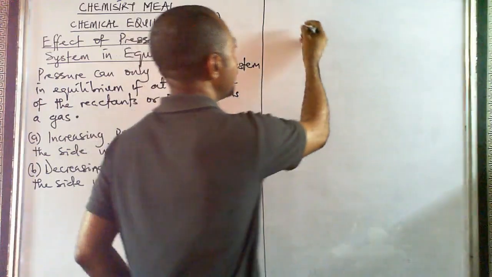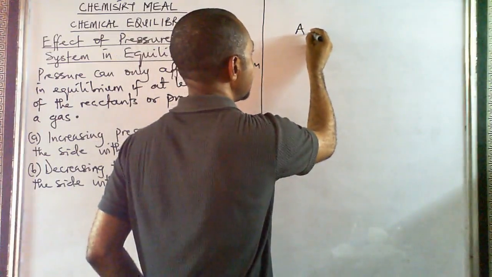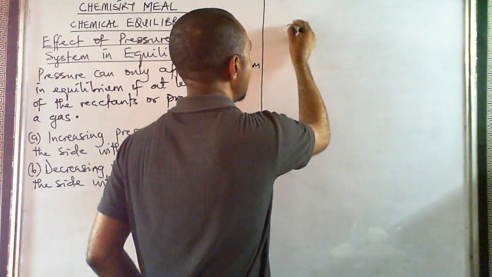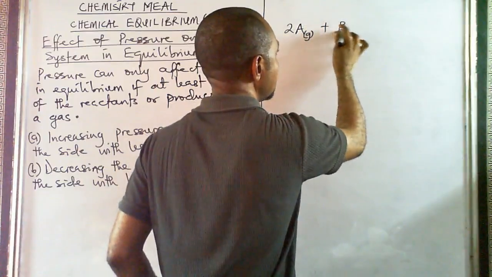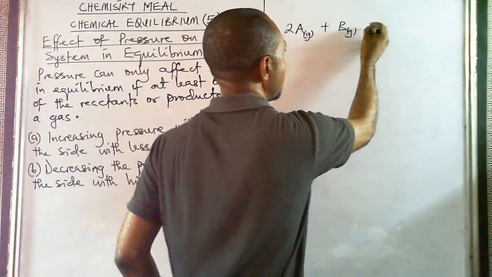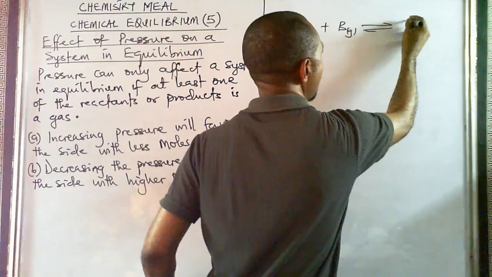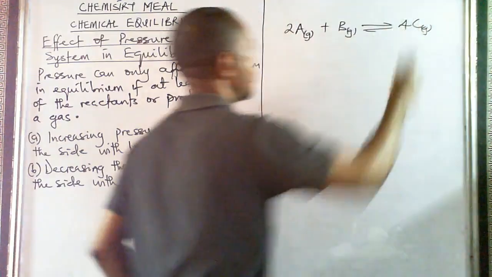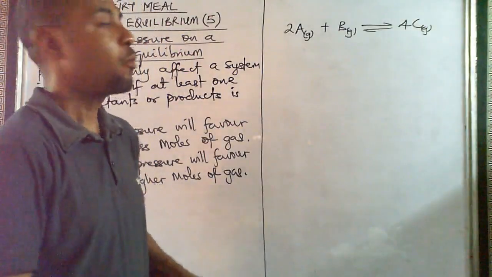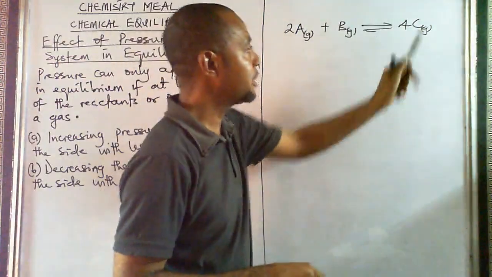Now, let's say I have this: A is a gas, and we have 2 moles of A reacting with B, which is a gas also. At the end of the day, it's an equilibrium reaction, and we have 4 moles of C, a gas also. Okay? Now we have this reaction. This is a gas, this is a gas, this is a gas.